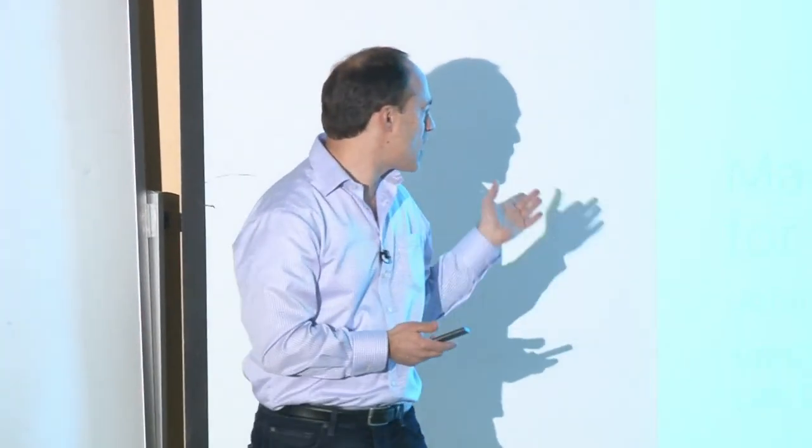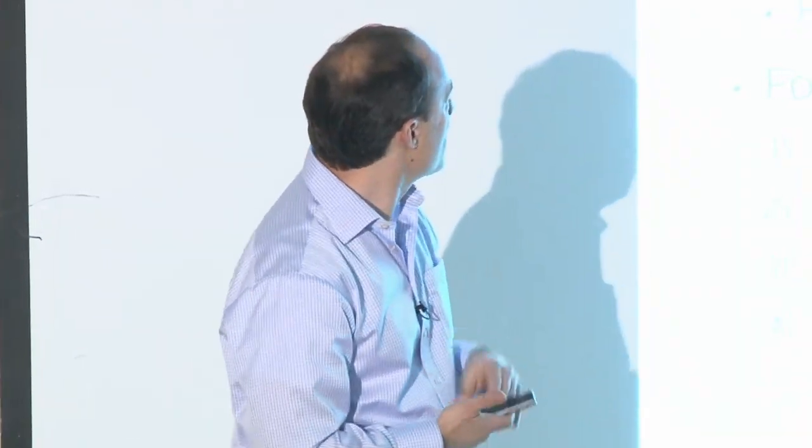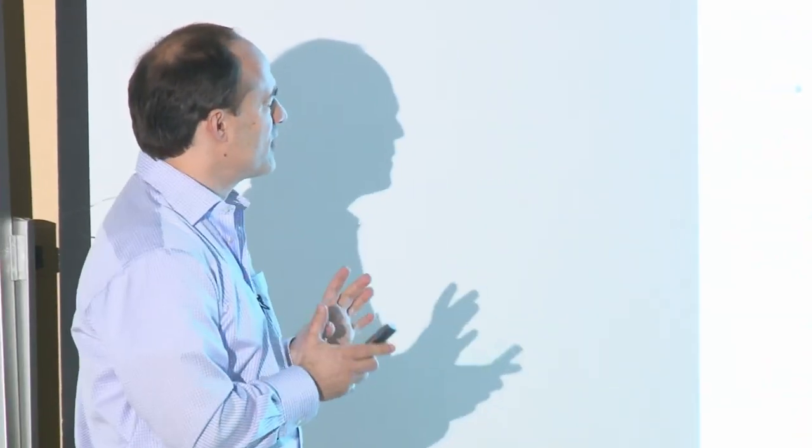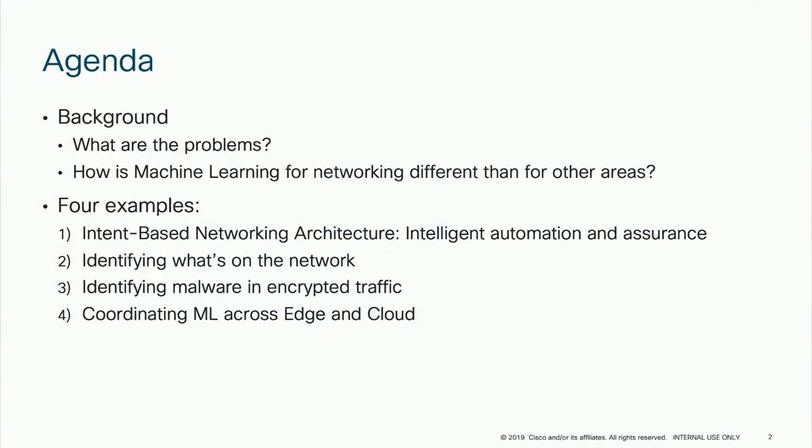So today I'm going to talk about machine learning for networking. I'm going to structure today in the following way. First, I'll give some background. For instance, what are some of the problems we need to solve where we can apply machine learning? Also, how is machine learning for networking different than its application in other areas? For example, detecting objects and images and so forth.